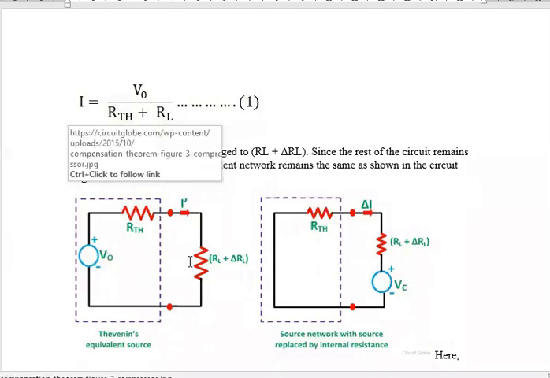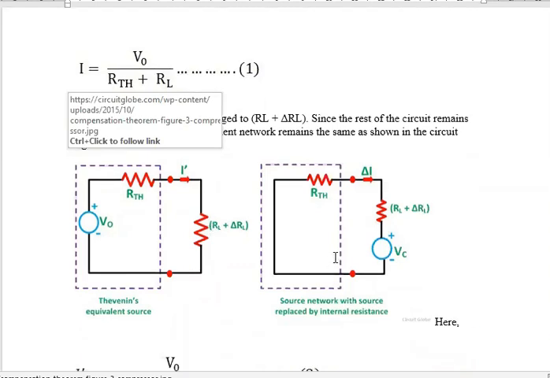So here by using compensation theorem, we are going to find the change in current in any branch. So I repeat, because of change in resistance of this branch, the currents and voltages of all other branches may vary, obviously. So now using compensation theorem, we are going to find the change in current in this branch because of change in resistance in this branch. So that can be found by using this analysis.